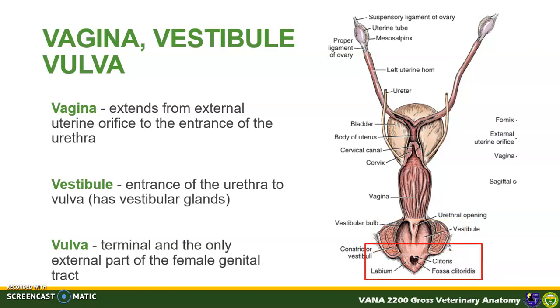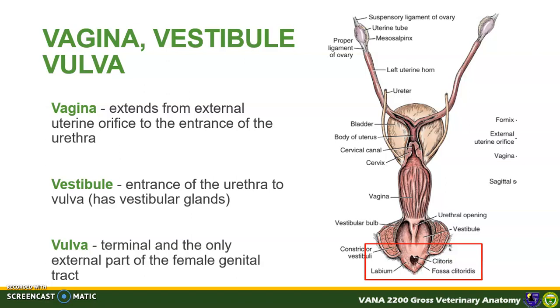Lastly, the vulva is the terminal end and the only external part of the female genital tract. It has a rounded dorsal commissure and a more pointed ventral commissure. The vulva has a right and left lips called labia. The vulvar cleft is the opening between the labia leading to the vestibule.